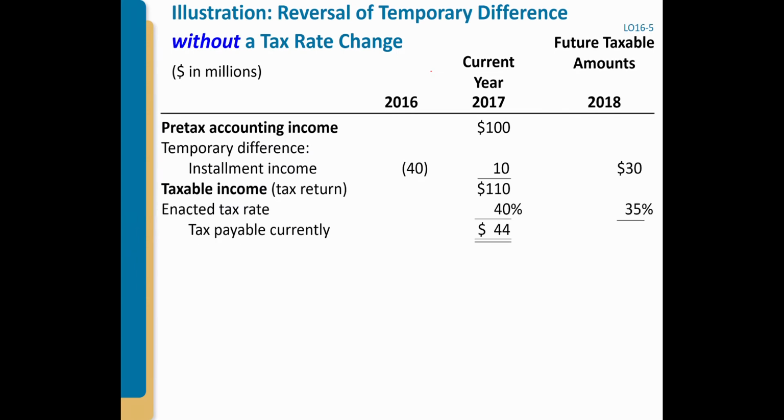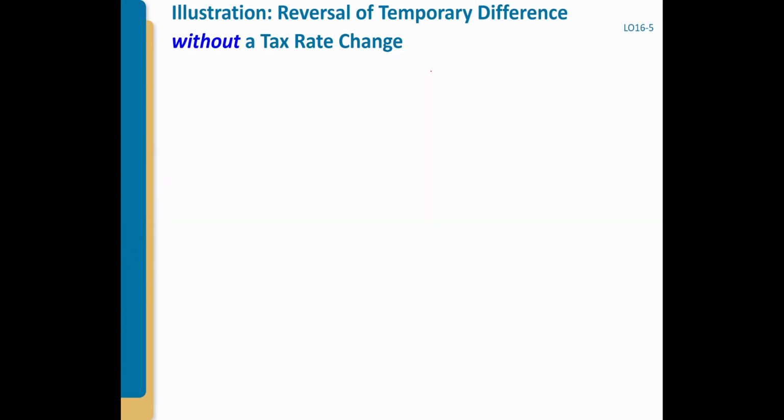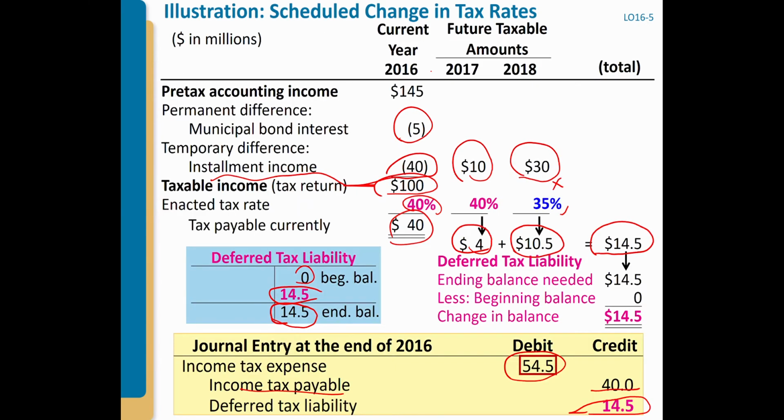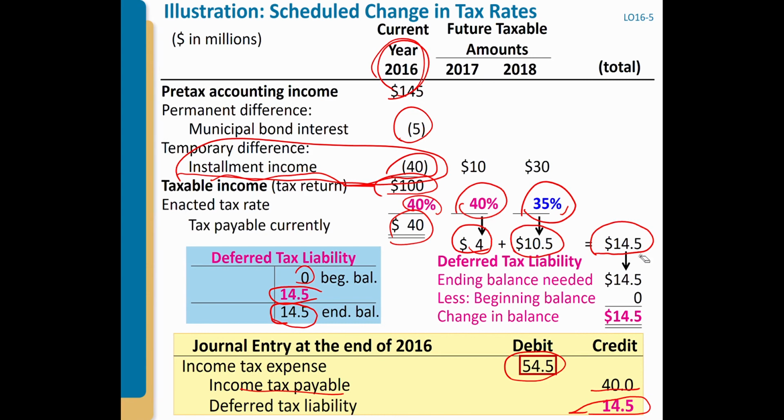So this is the example. Let's continue to that example. Okay, we are still under this example. We have these temporary differences in the installment income situation. This is year 2016. So then how about 2017? We have this 2016, we predict, right? So this is what we have. We have 2017 tax rate will be 40%, and 2018 tax rate will be 35%. Okay, so our liability is calculated based on our prediction on those two tax rates.